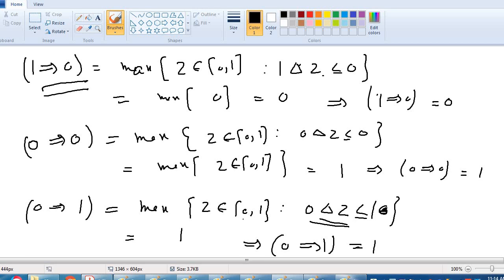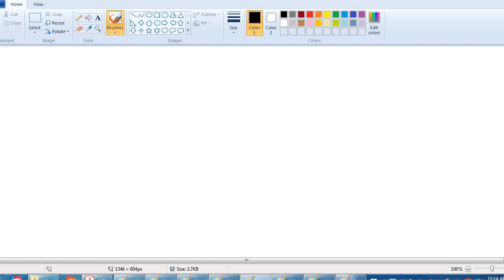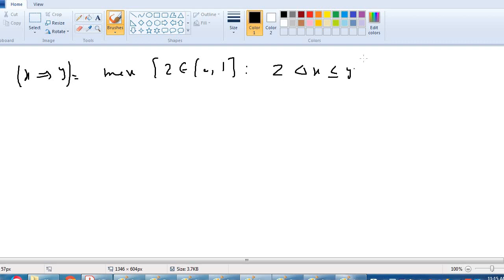So it shows that this R implication is a fuzzy implication as well. We will take some examples of this R implication and check it. We also get a formula: if we apply x R implication y, it is basically the maximum of z belonging to the interval [0, 1] such that z delta x is less than or equal to y.